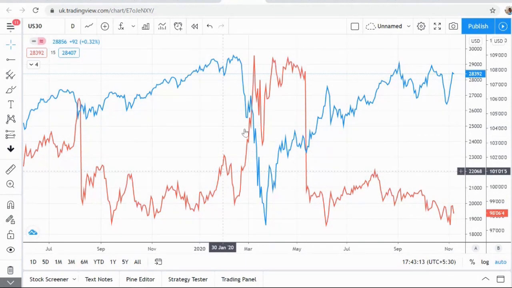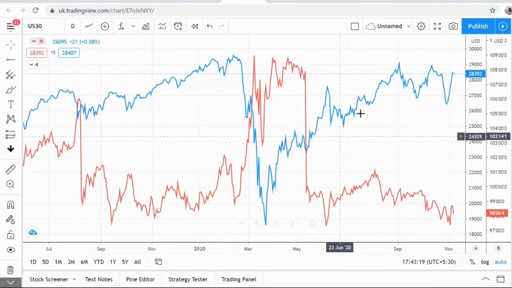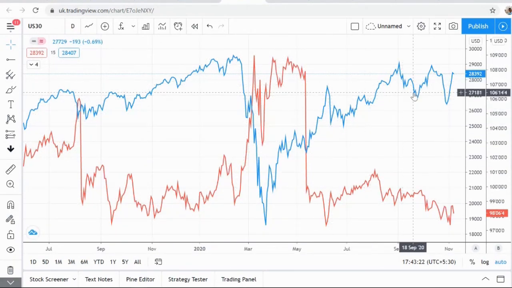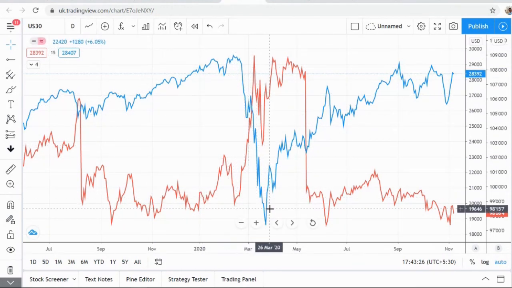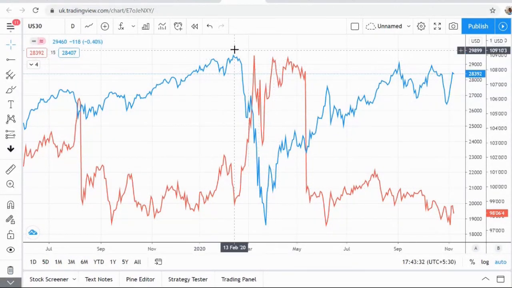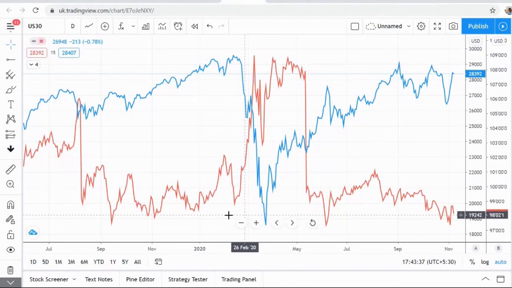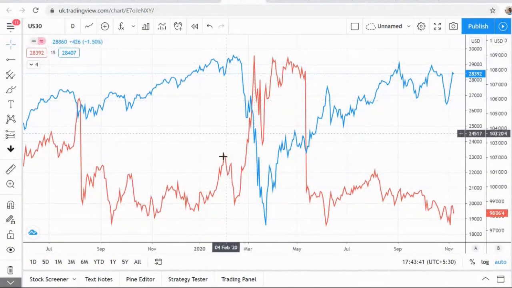Here the red line represents the bond market or the bond prices, and the blue line represents the Dow, that is the equity market. Consider one thing: when this crash came, the bond prices rose, correct? So why did this happen? Because here people were seeing a risk and they had started investing in the bond market. So see how it skyrocketed.